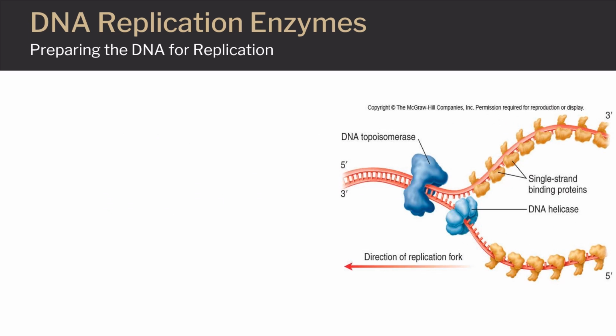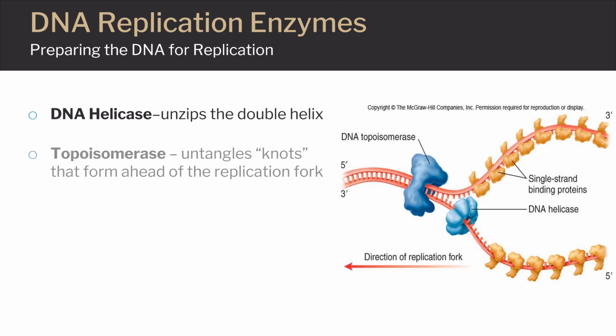There are several enzymes that help prepare the DNA molecule for replication. Let's take a closer look at what they are. DNA helicase unzips the double helix. What do we mean by this? The DNA helicase separates the 2 strands of DNA to allow each individual strand to be copied.